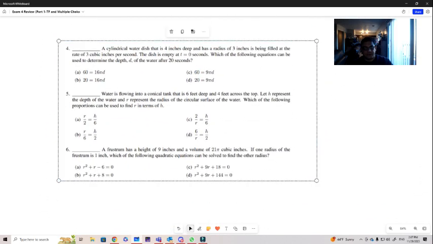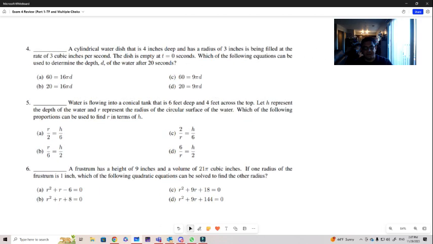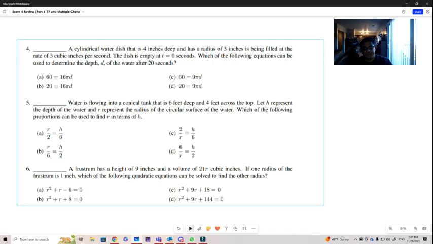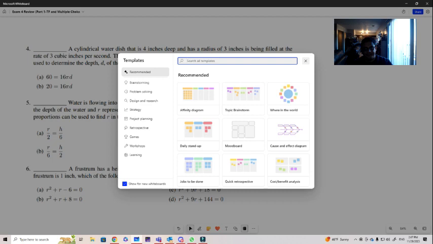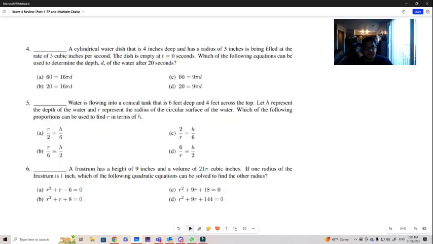Question 4. In question 4, we have a cylinder called the water dish that is 4 inches deep and has a radius of 3 inches and is being filled at a rate of 3 inches per second. Okay, so probably we cannot have a figure to draw it, but it's always good that I make my picture so I can have an idea of what's going on. Wish I could draw.